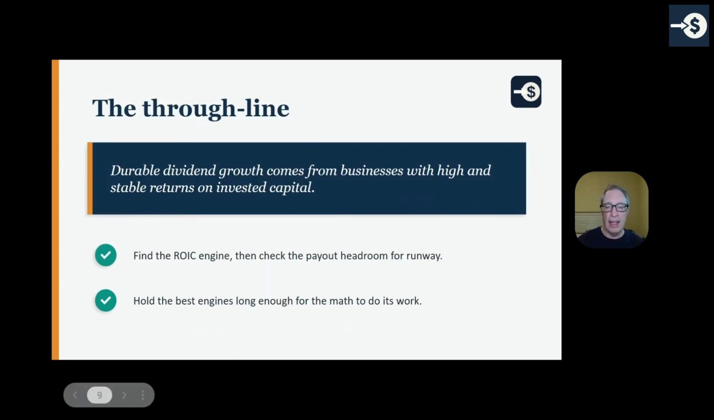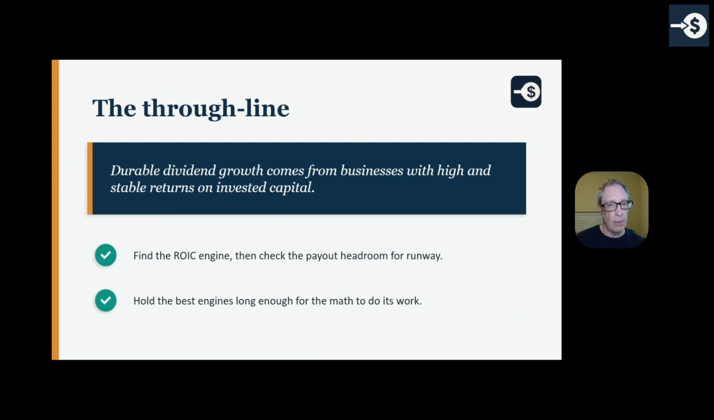All right, so if we were to learn anything today, I want you to take this away from today's discussion. Durable dividend growth comes from businesses with high and stable returns on invested capital. If you take away nothing else from today, take away that, and if you aren't familiar with ROIC, please go out and learn more about ROIC either through my writing or through Michael Mauboussin's writing. Go find an ROIC engine, then check the payout headroom for runway.